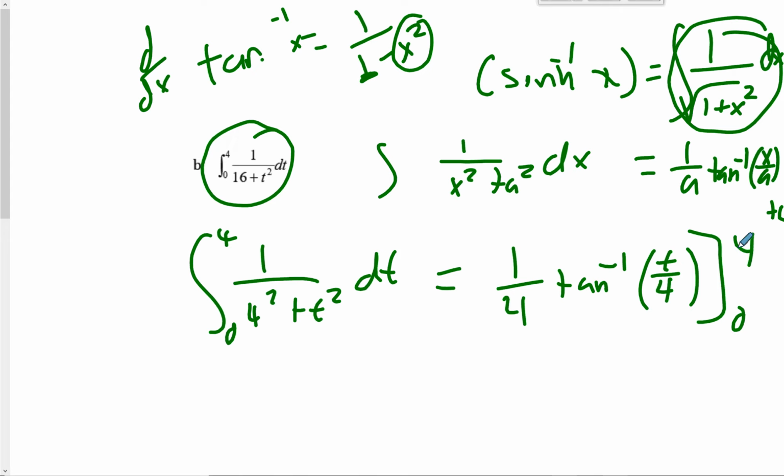These ones are a little bit tricky because now we're actually going to use what tan inverse actually means. I believe that's what we're going to do. Maybe not. We'll just go plug it in right now. So we're going to plug in 4, and then minus plugging in 0.